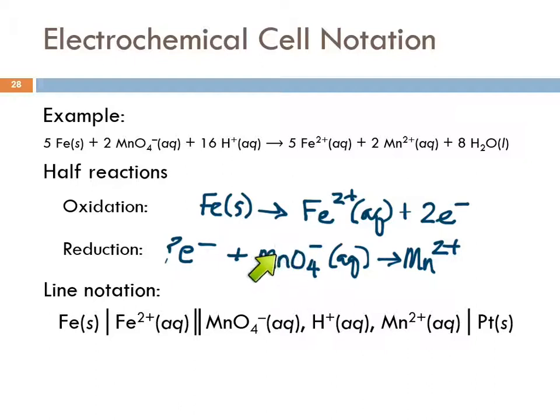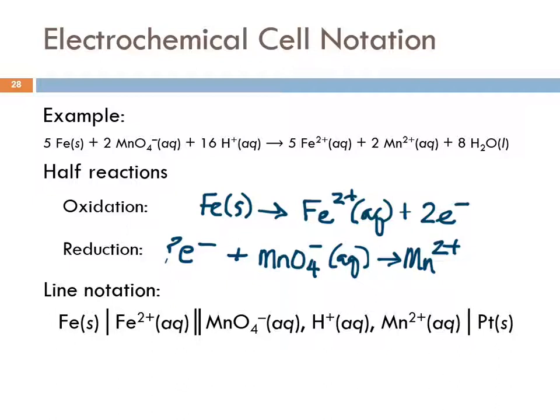Here we have the permanganate and the manganese ion. Those are both aqueous, and so they're separated with commas. And the hydrogen is in there as well. So we had permanganate and hydrogen ions, and over here we had manganese. We don't need to include the water in there at all.